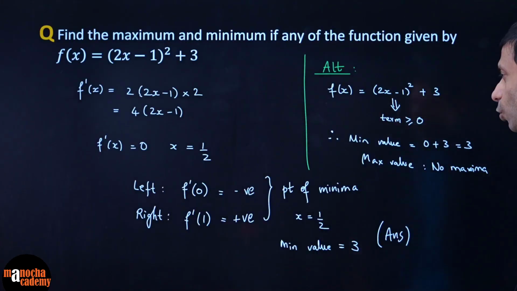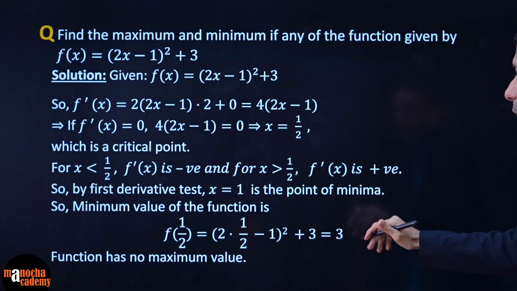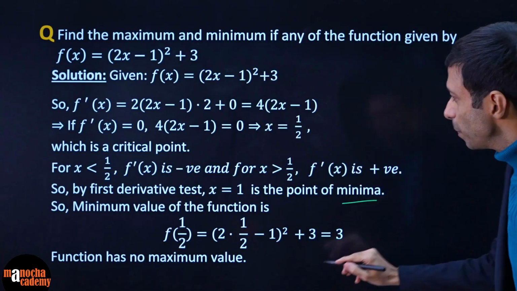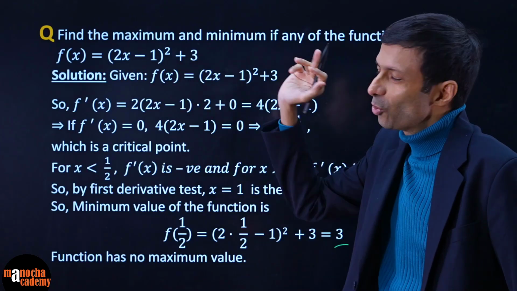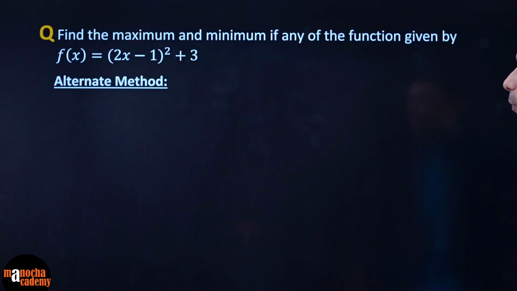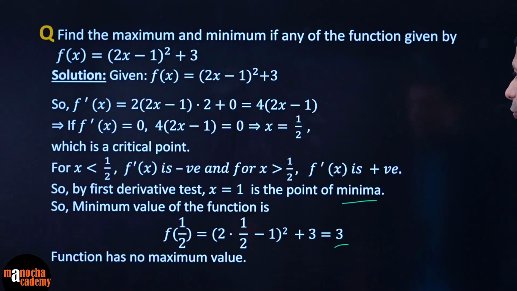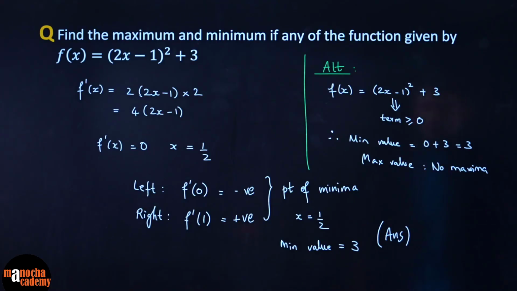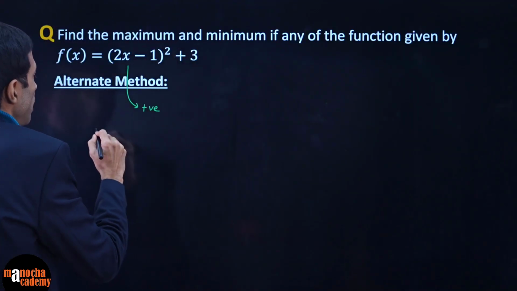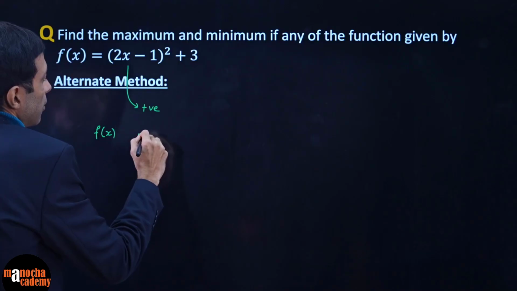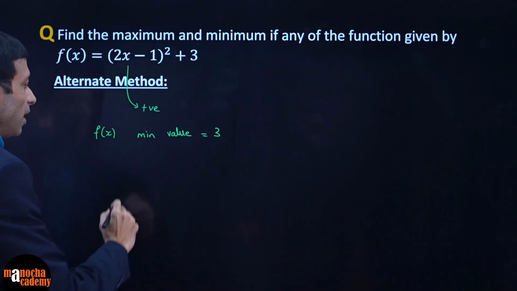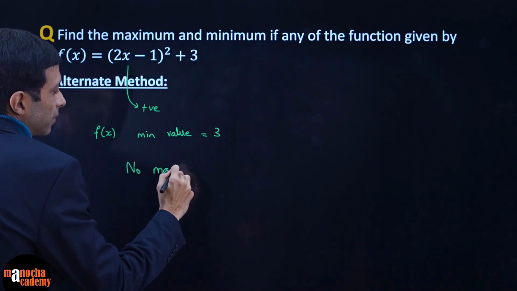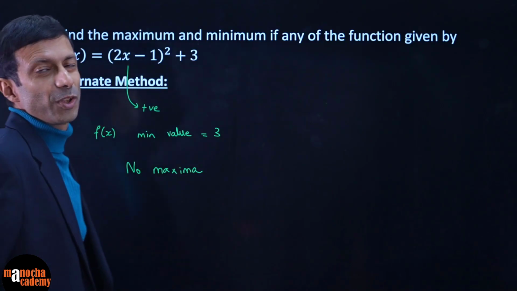Got it? So this is how you work with this, and when we did the test, we got a point of minima. And just by looking at this function, you can see a perfect square plus 3, no need of calculus. We know 3 is the minimum, but there is no maxima. Okay, so I showed you the alternate method, which is basically that this term is positive. So therefore f(x) minimum value is equal to 3 and no maximum. We didn't even get a critical point for the maximum.